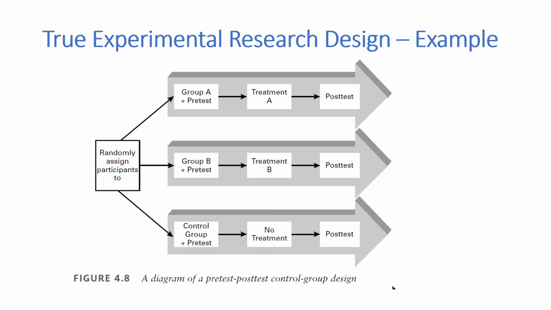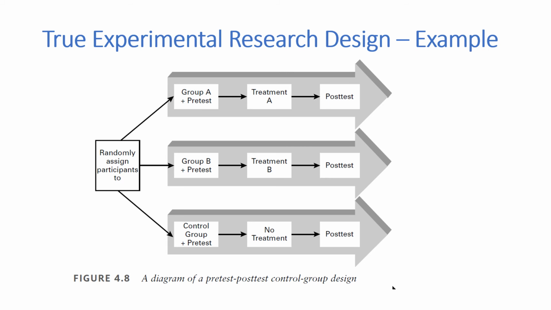This slide shows an overview of a true experimental research design. As you can see, participants are first randomly assigned to either group A, B, or C. Group A is looking at intervention A and group B is looking at intervention B. Secondly, they are pre-tested on the dependent variable. So they all undergo a pre-test.